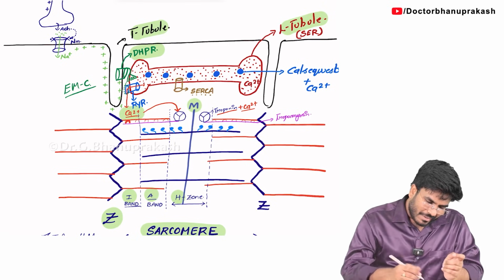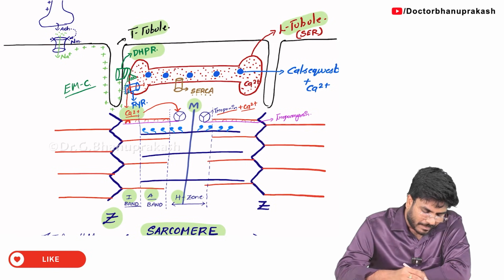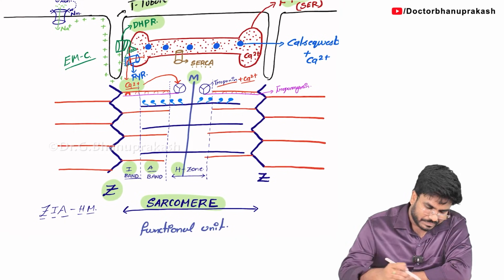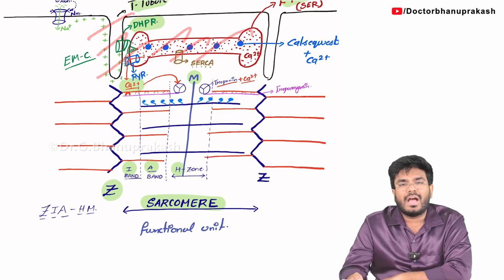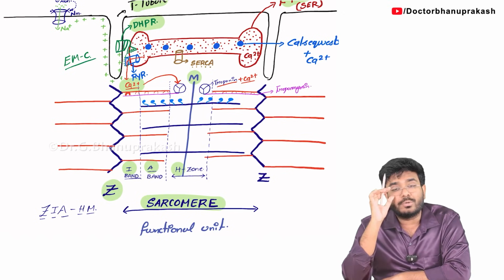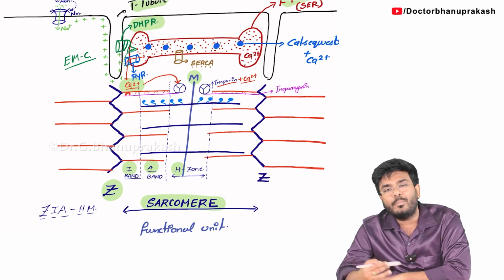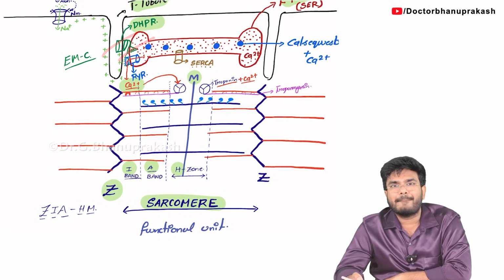Okay, so finally, can I say something like this? Electromechanical coupling. What and all I have explained to you here is a sarcotubular system. Sarco means muscle, so in the muscle there are T-tubule and L-tubule. Okay, the sarcotubular system I have explained to you. Along with that, I have explained the components of the sarcomere. Also, I have explained the electromechanical coupling.